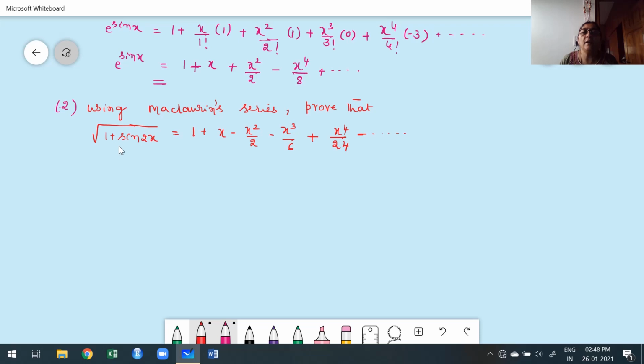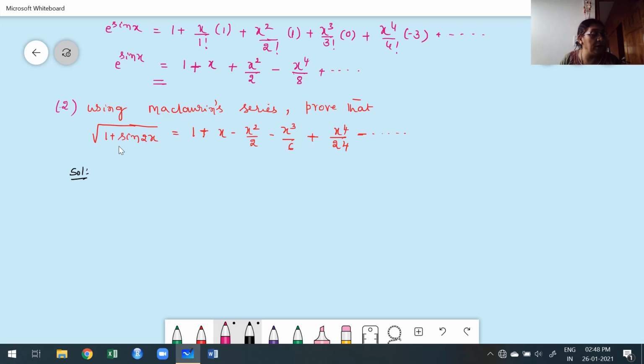Even though they have not mentioned Maclaurin series, observe carefully the right hand side expansion involving powers of x, x square, x cube, x to the power of 4. Therefore, I'm going to expand this function using which series? Maclaurin series only. Observe carefully, the given series is involving terms up to x to the power of 4. Therefore, first I have to find the derivatives of the given function up to the fourth derivative.